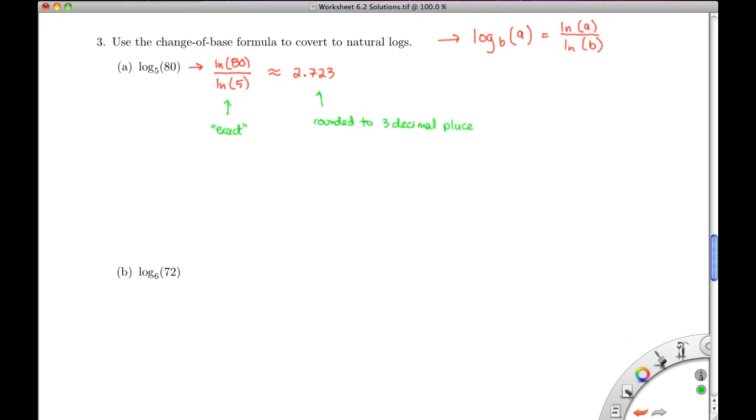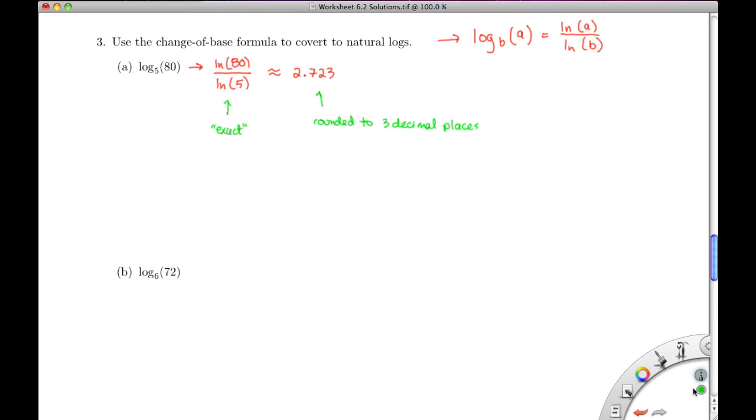So make sure that you're aware of what the question is asking. If they want an exact answer, you can just leave it as the ln of 80 over the ln of 5, but more than likely in these types of problems you'll be asked to round your solution to a certain number of decimal places, in which case you'll want to make sure that you do that.